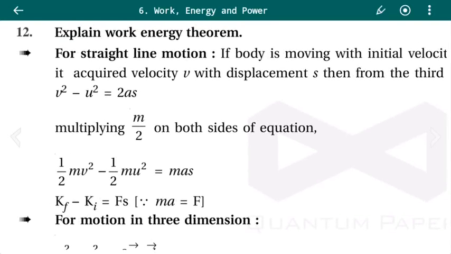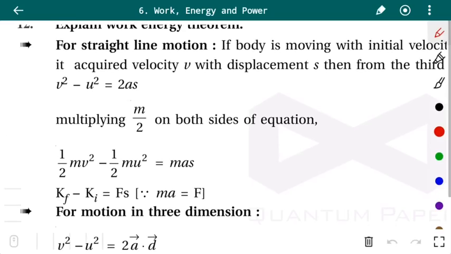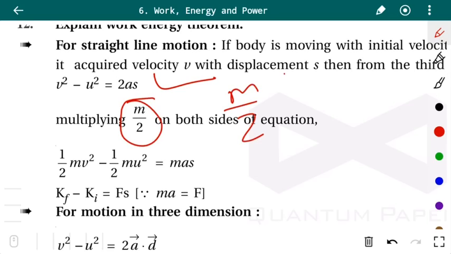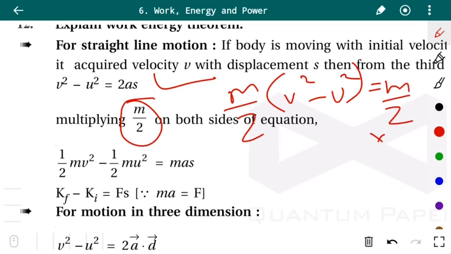v square minus u square equals 2as. Here v is the final velocity of the object, u is the initial velocity of the object, a is the acceleration and s is the displacement. In this equation we will multiply both sides by m by 2. So it will be m by 2 times (v square minus u square) equals m by 2 into 2as. Here 2 gets cancelled, so on the right hand side we will have mas.